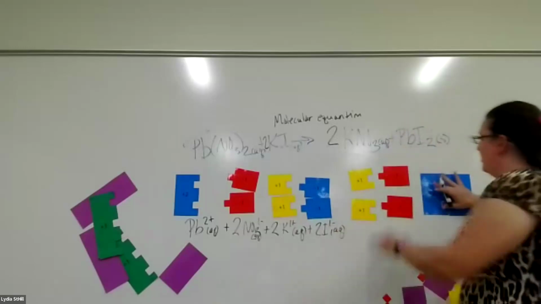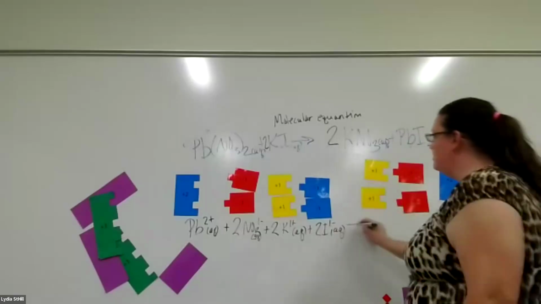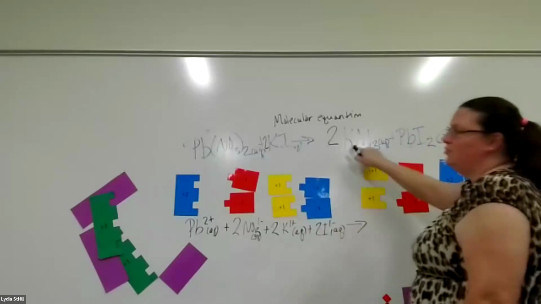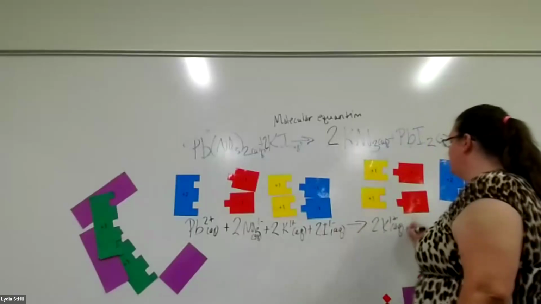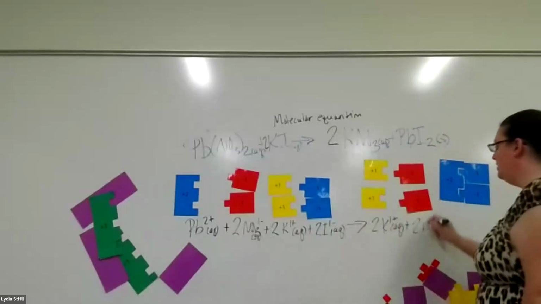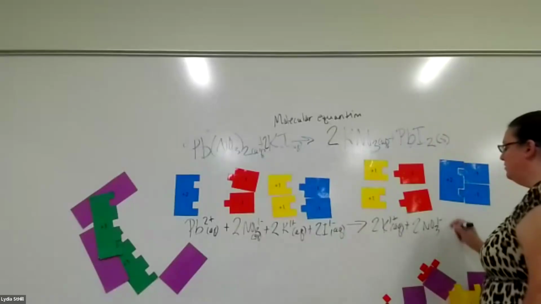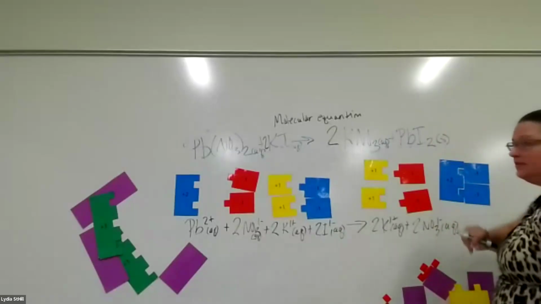So now what's happening on the other side of the equation? On the other side of the equation, I'm going to have 2 K with a plus 1 aqueous, plus I have 2 NO3 with a 1 minus aqueous. Again, they're aqueous, so they're still ions.